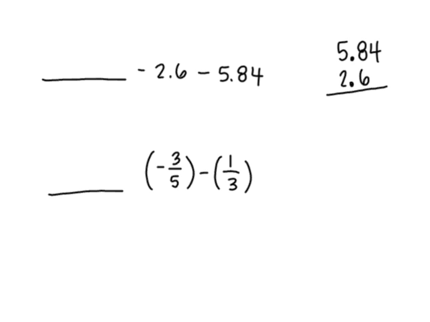Remember, same sign tells me to add and keep the sign, so I know my sign here is going to be a negative. I can put a 0 here behind the 6 to hold the place. Remember, I'm adding. 4 plus 0 is 4. 8 plus 6 is 14, and I carry the 1. 5 plus 2 is 7. 7 plus 1 is 8, and this would give me a negative 8.44.